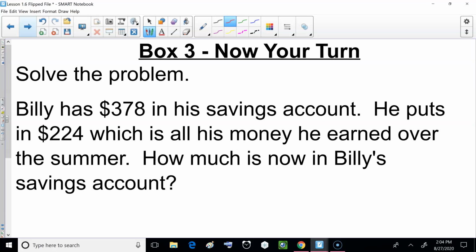And you'll also have a word problem to try to solve. Billy has $378 in his savings account. He puts in $224, which is all his money he earned over the summer. How much is now in Billy's savings account? So you can pause this problem right now. We'll go work it out and see if you have the answer. Make sure when there's a word problem, we need to make sure we also have a label. So make sure you label your number with a label.